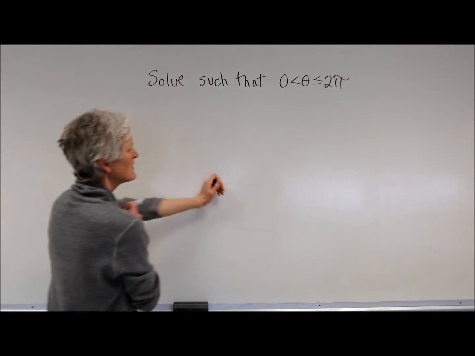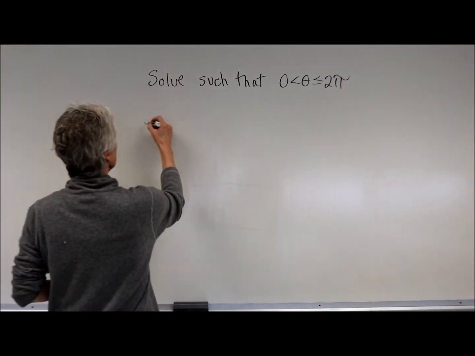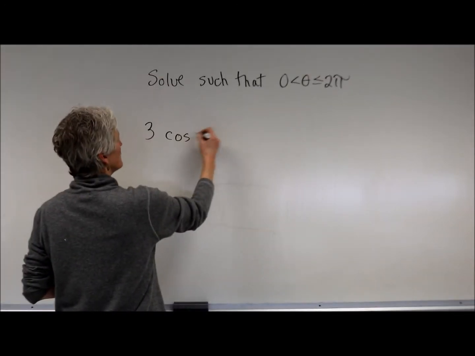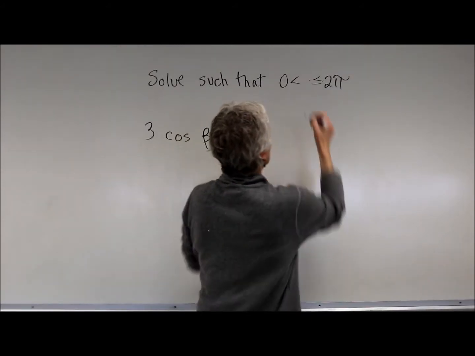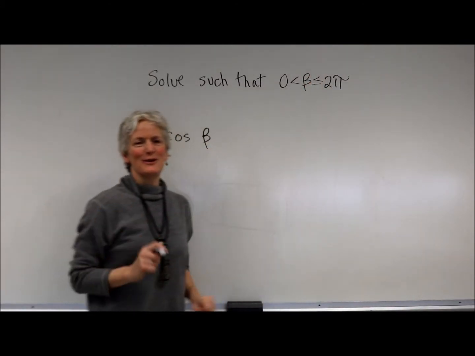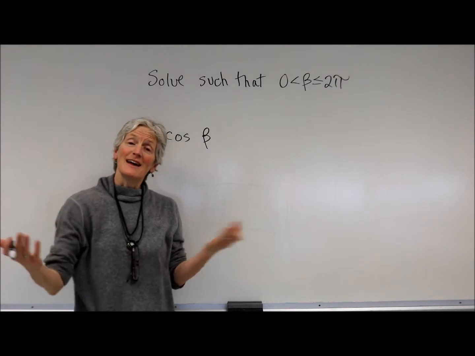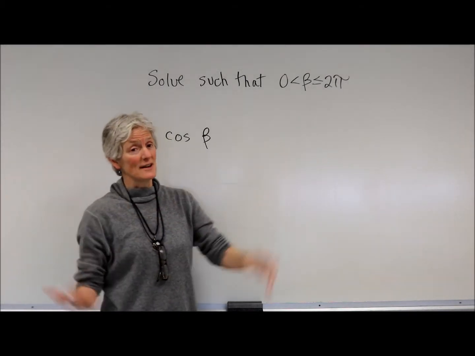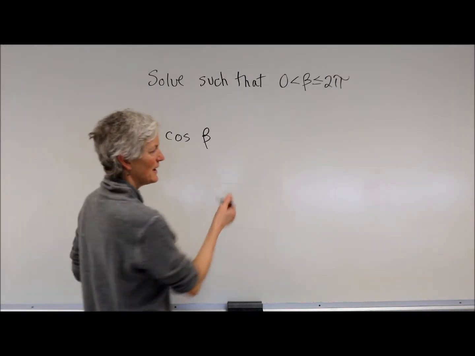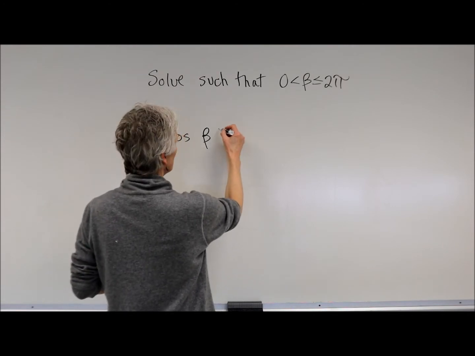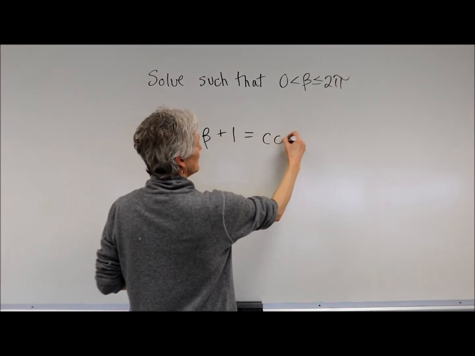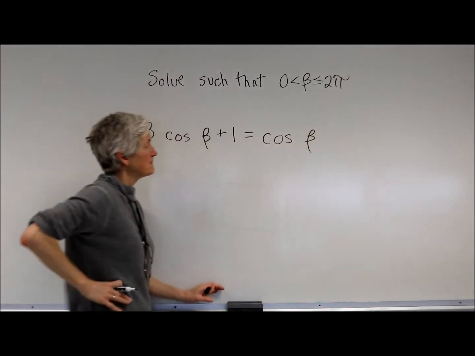So what if I had something like, I don't know, 3 cosine of, and I'm going to switch to beta. Is there any difference? None whatsoever. They're just like x or y or any other variable. We just often use Greek letters. Since the Greeks did a lot with trigonometry, we kind of honor them by using their letters when we're solving trig equations. All right.